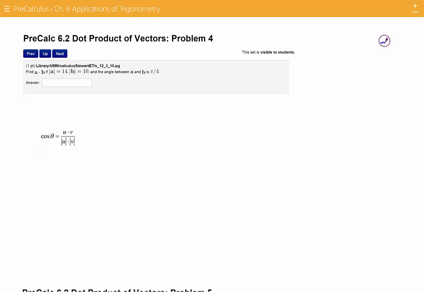So what we have is the cosine of the angle between the two vectors, which is pi over 4, 45 degrees, equals the dot product. I'll use a and b instead of u and v because that's what they use. I like the little hats over it, but they're using the bold letters, which is fine. And then the magnitude of a times the magnitude of b.